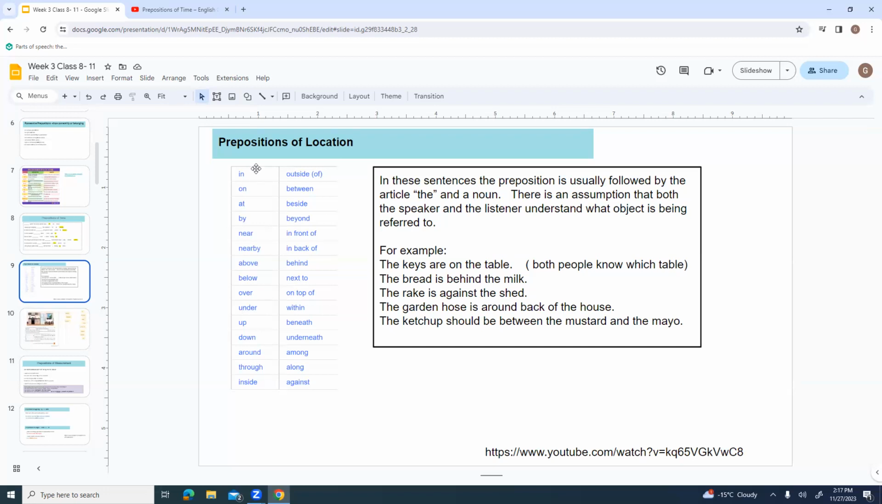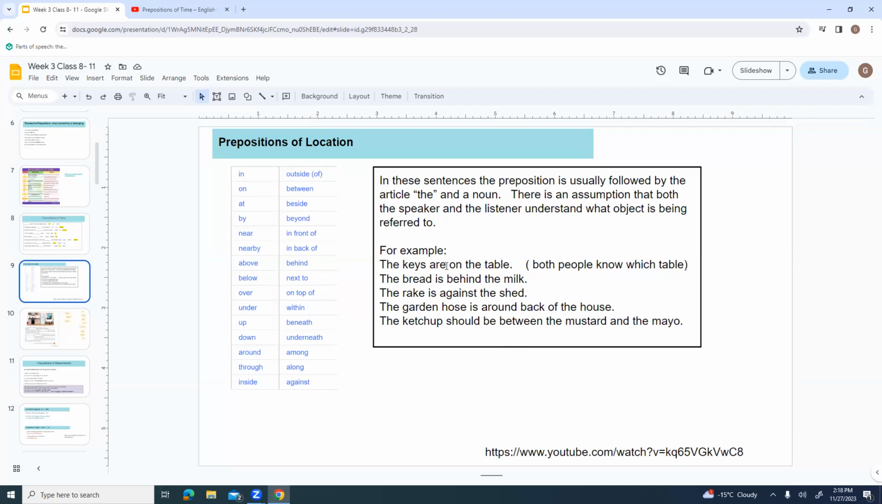So these prepositions of location are words like in, on, at, and you can see we just used those for time, but they also work for location. By, near, nearby, above, below, over, under, up, down, around, through, inside, outside of, between, beside, beyond, in front of, in back of, behind, next to, on top of, within, beneath, underneath, among, along, and against.